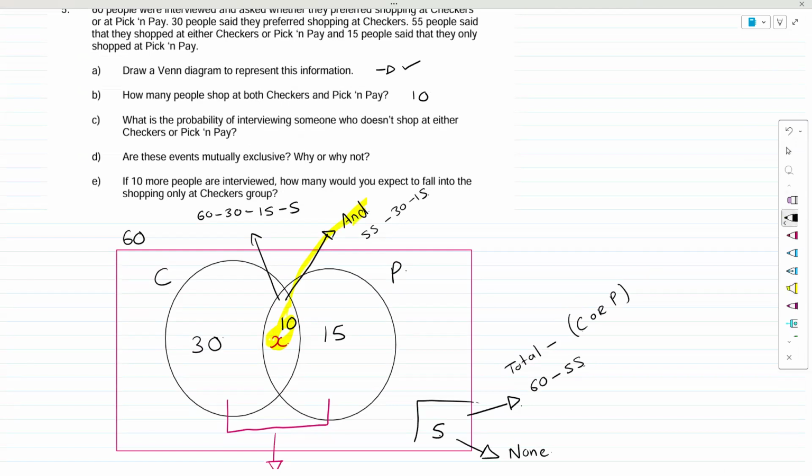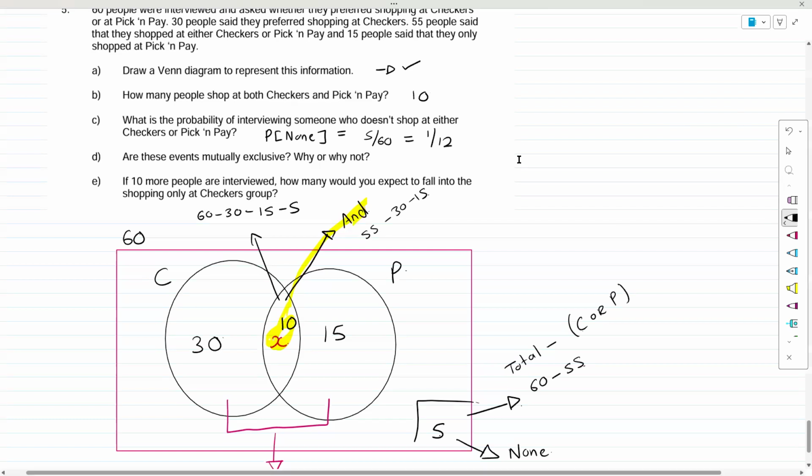Let's go with what is the probability of interviewing someone who doesn't shop at Checkers or Pick and Pay? And we did this one as well. None. Probability of none is 5 over 60, which is 1 out of 12. Are these events mutually exclusive? Yes or no? So the answer is no.